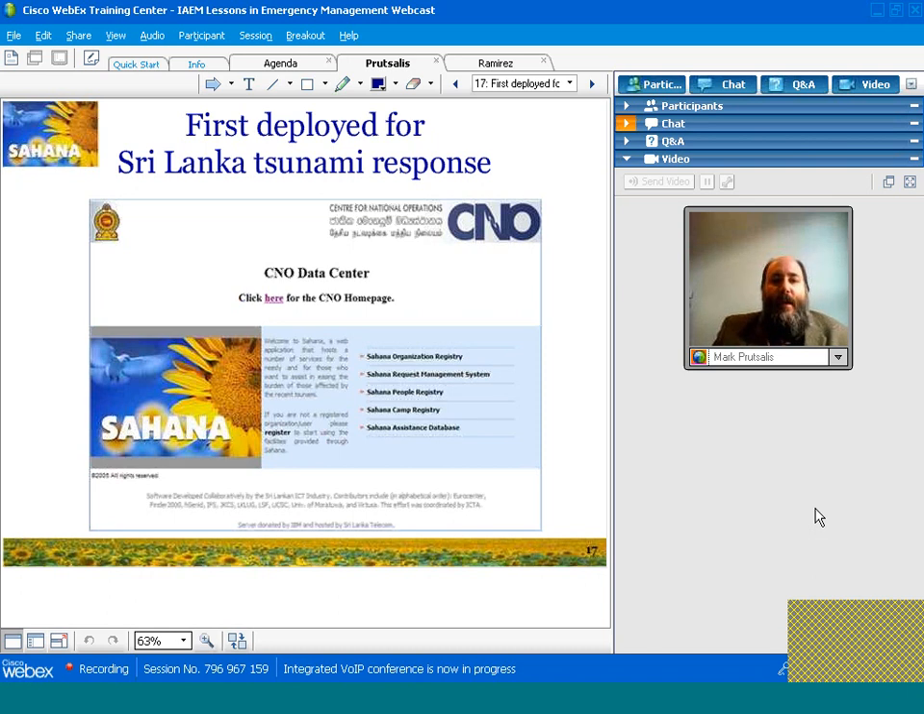And the software was used by their Center for National Operations to do things like tracking organizations who were working in the country, understanding where all the temporary shelters were, and providing a missing persons registry, as well as being used to track aid requests within the country. And this was all deployed within the first weeks after the tsunami.